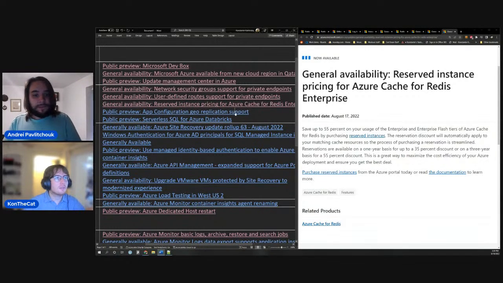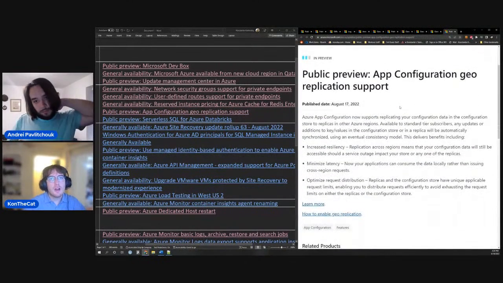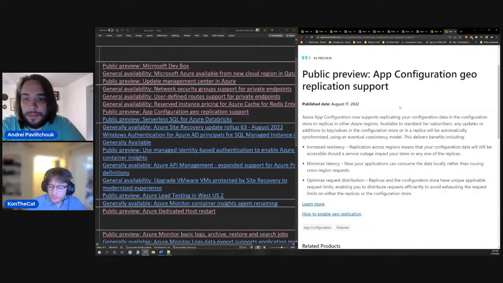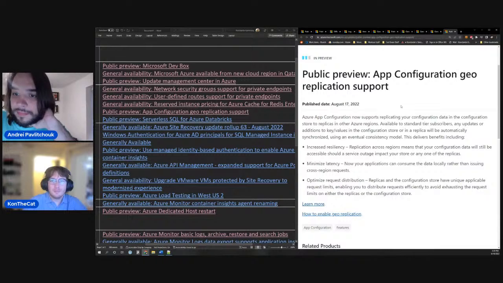Next is this one. App configuration gets geo-replication support. I think anything getting geo-replication support is good, and I'm still waiting for premium file shares to get geo-replication support. Why don't premium file shares have geo-replication support? What's going on? Please give premium file shares geo-replication support. That will go into S tier when it happens. I might add an S tier when it happens. Rant over. But yeah.